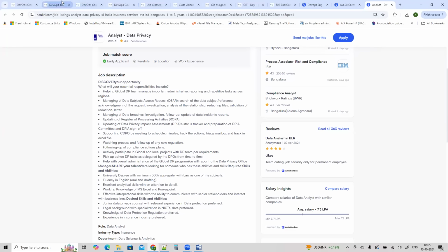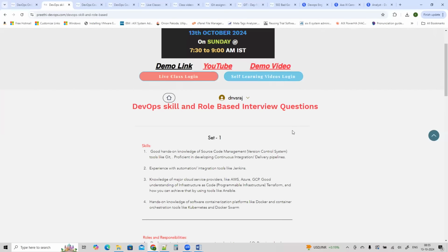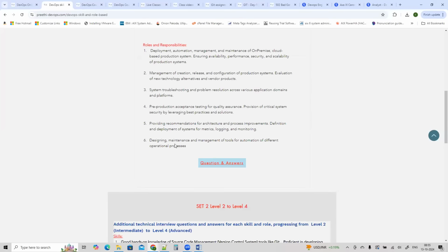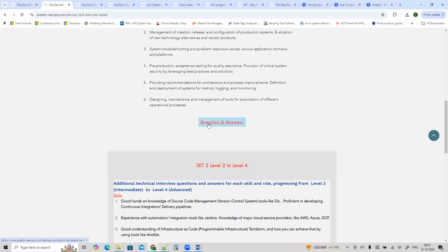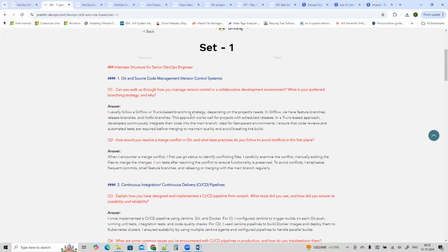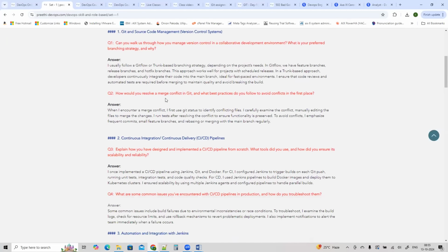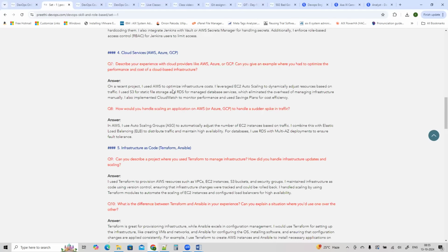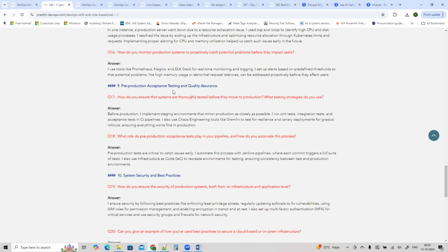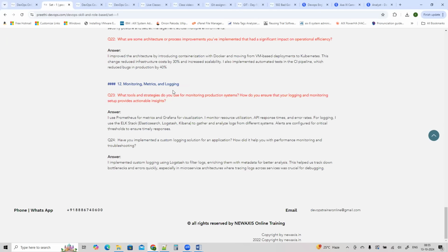Here we give some sample interview questions on this requirement. These are the questions and answers. You can see, these are the general questions the interviewer will normally ask. It depends upon their skill set and the roles and responsibilities mentioned in the job portals.